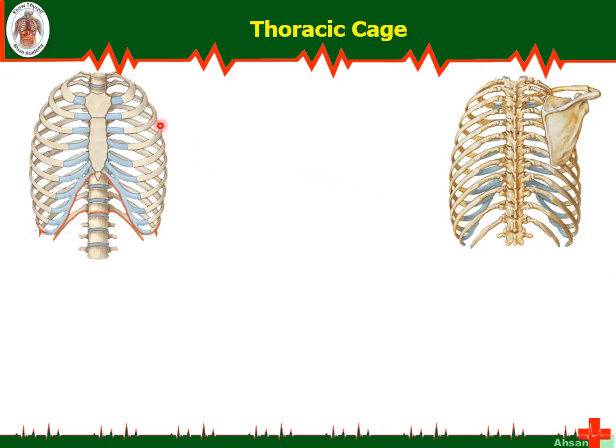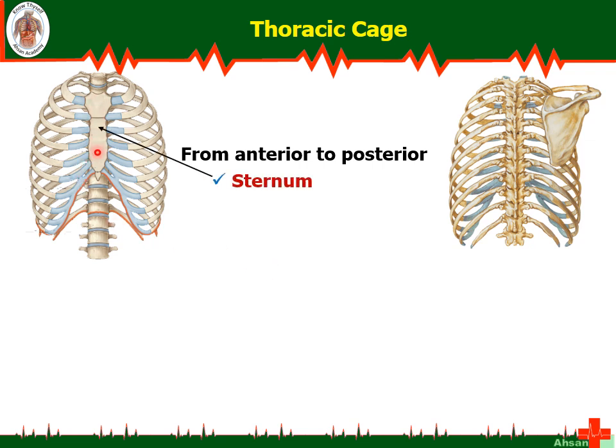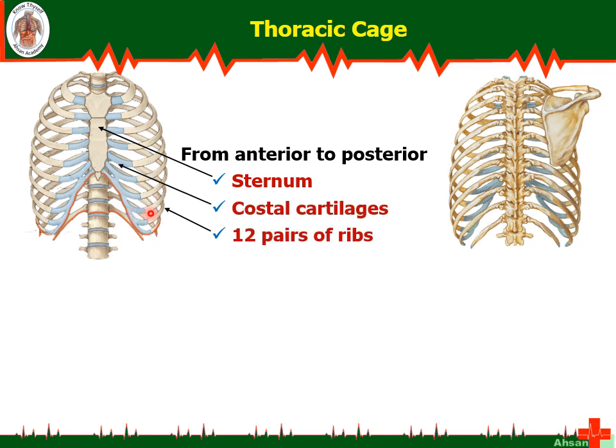This is the thoracic cage. This one is the anterior view, and this is the posterior view. So we can see how the thoracic cage is formed. Anteriorly, this bone is the sternum, and if we proceed to the side, you'll find the costal cartilages, which are attached to the anterior end of the ribs. There are 12 pairs of ribs, 12 on each side.